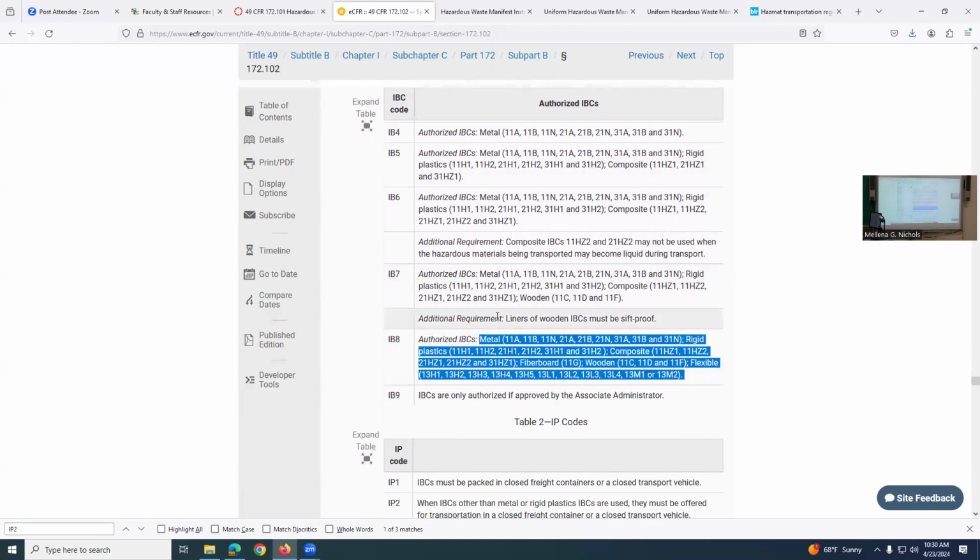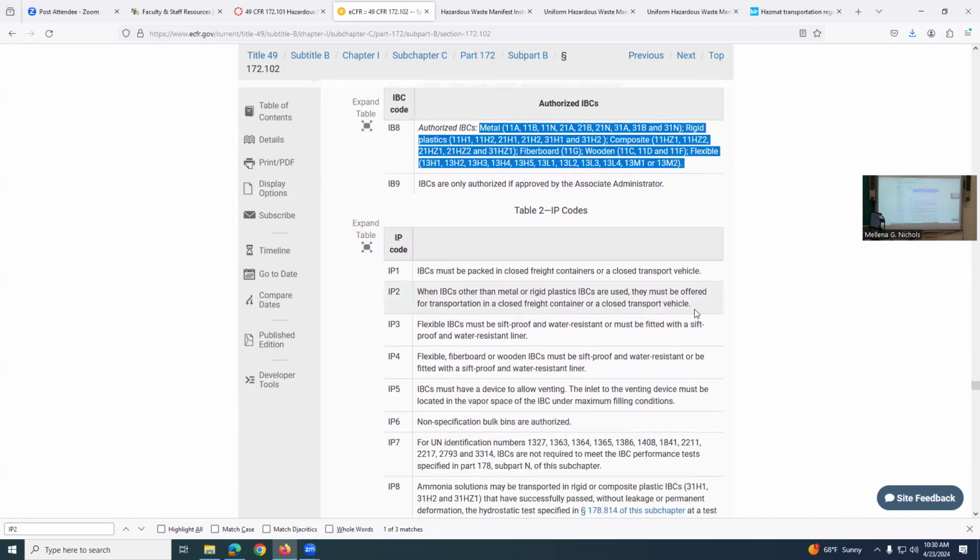Like for example, this one says, if we had something that was an IB7, there are additional requirements for liners of wooden IBCs: they must be shift proof, meaning that it's not going to be able to shift around during transport. So you just need to look at the tables for the information. The next one was IP2.